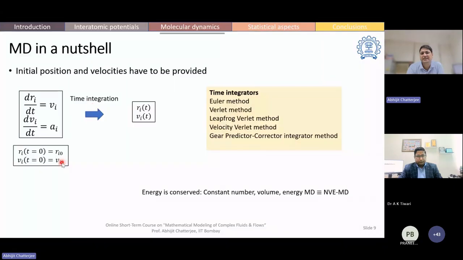And then subsequently, once we have these initial conditions, we need to time integrate. And there are different schemes. For example, there's a numerical technique called the Euler method. And then there are other techniques like the Verlet method and the leapfrog Verlet method, which are different time integration schemes which can be used to propagate the dynamics. One has to also keep in mind that in molecular dynamics, the energy should be conserved because kinetic energy and potential energy are going to interconvert. And so the energy is constant, the total number of atoms is constant, and the volume also is kept constant.